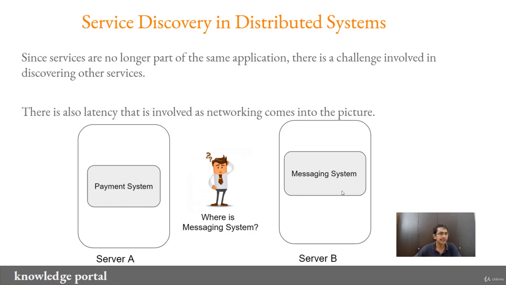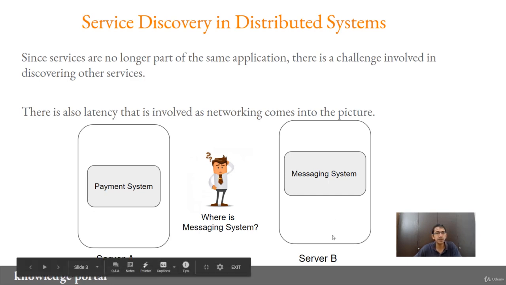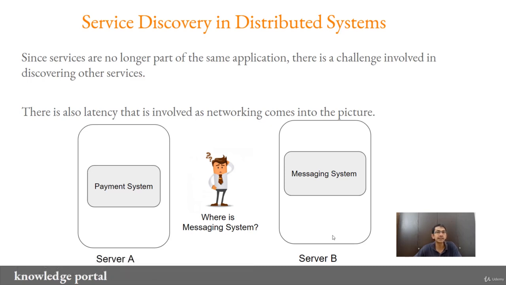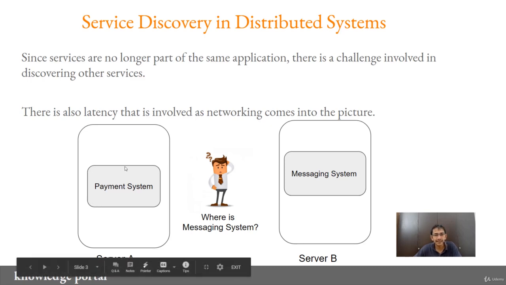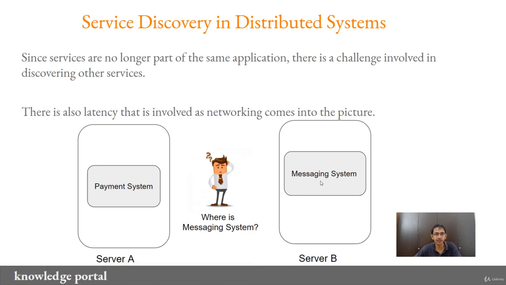Now one of the disadvantages in this kind of architecture is: how will the payment system find where the messaging system is hosted? Currently it is hosted in server B, tomorrow it might be in server D, or maybe the day after tomorrow it might be in server Z. So where exactly does the payment system find out where the messaging system is? That is the first disadvantage.